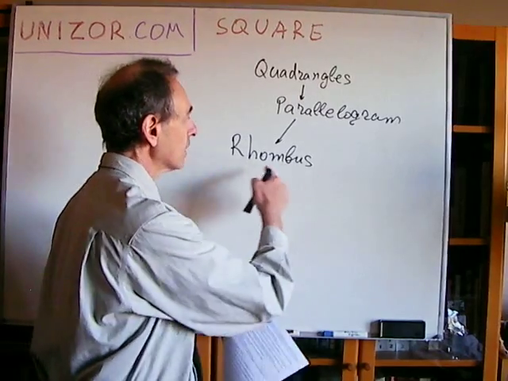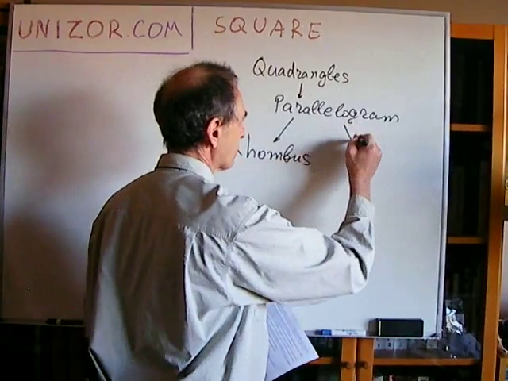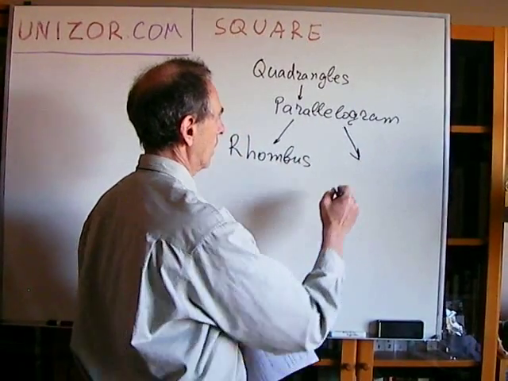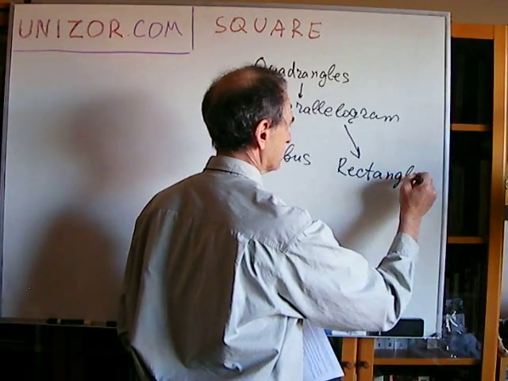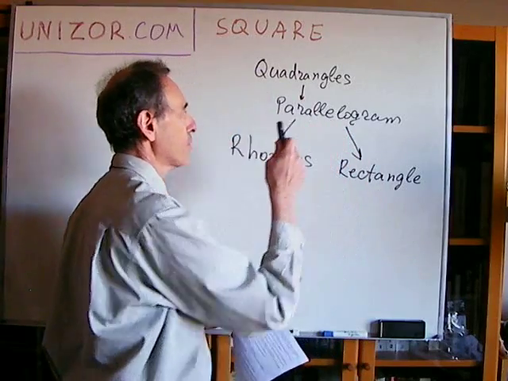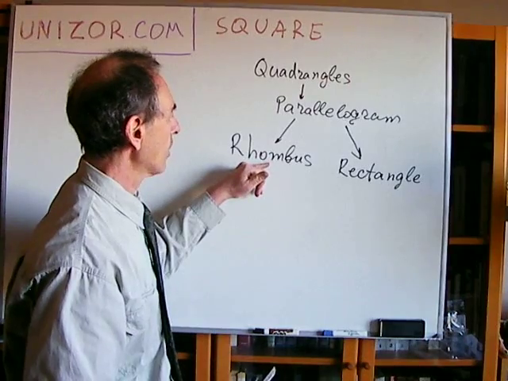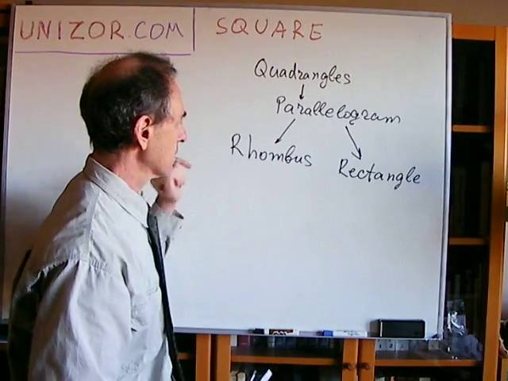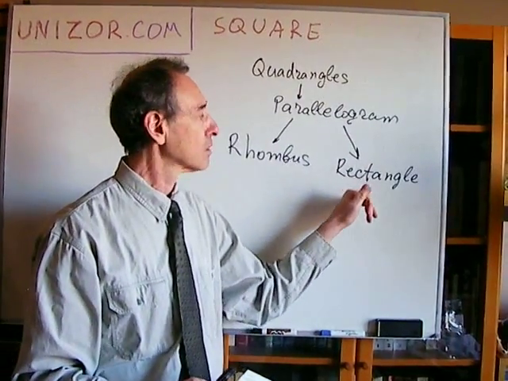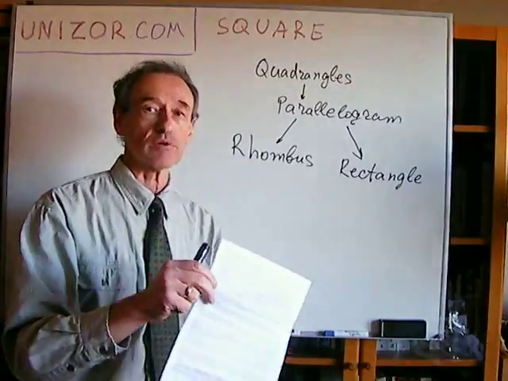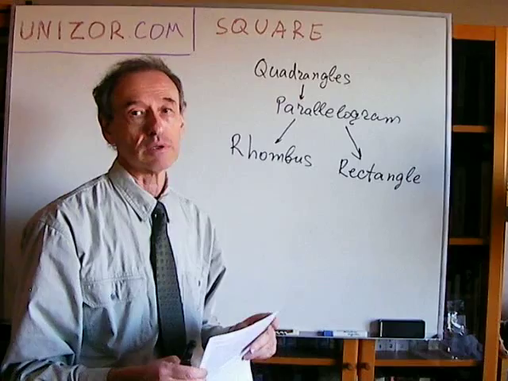Now, parallel to the rhombus, and this is really very important, because it's also derived from parallelograms, there is a concept of rectangles. A rectangle is also a parallelogram, but a rhombus adds to a parallelogram congruence of the sides, while a rectangle adds to a parallelogram congruence of angles. So it's a different characteristic. That's why I put them on the same level. They are both derived from parallelograms.